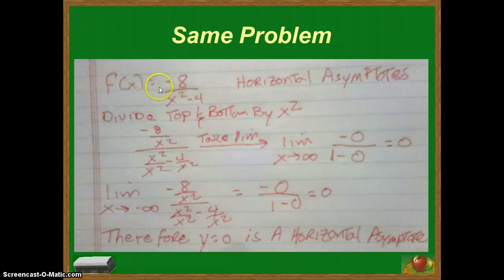Let's find the horizontal asymptotes for this problem. This isn't as hard. Keeping our procedure that we used previously, we're going to divide the top and bottom by x squared. So when I divide the top and bottom by x squared, I get negative 8 over x squared over x squared minus 4 over x squared. Now I'm going to take the limit as x approaches infinity and also as x approaches negative infinity. Both of these will give me a limit of 0. Therefore, y equals 0 is a horizontal asymptote. Not so bad.